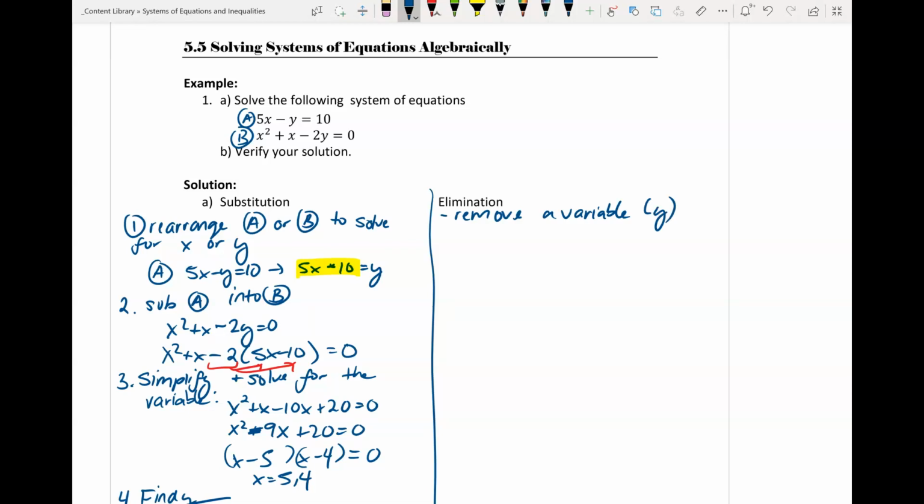And you could also remove x if you want to, but it's probably easier to remove y because the other one would give you an x squared as a remaining one, and that would be a problem. So to do that, we need to make sure that these guys look the same. In this case, they're almost the same, but one of them has a -2. So I'm going to multiply one of the equations, which is equation A, by 2.